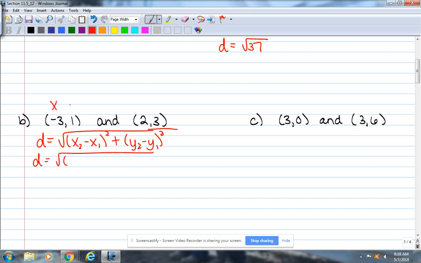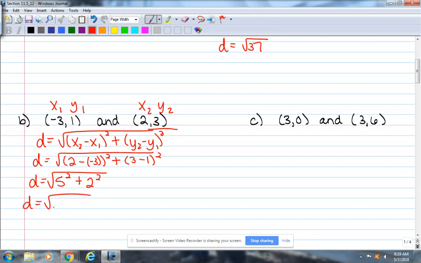2. Yeah, if you need to label them every time, more power to you. It will not hurt one thing. I'd rather you label it every time than get it wrong every time. So, 2 minus what is x1? -3 squared plus what is y2? 3, minus what's y1? 1. Then I simplify in the parentheses. 2 minus -3 means 2 plus 3, so that's 5 squared plus, what's 3 minus 1? 2 squared. And then I square them.